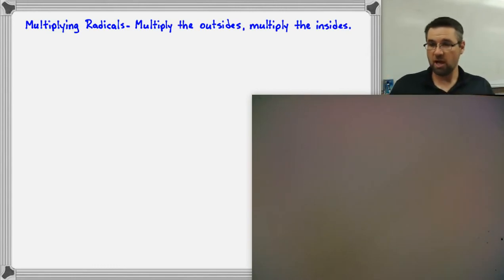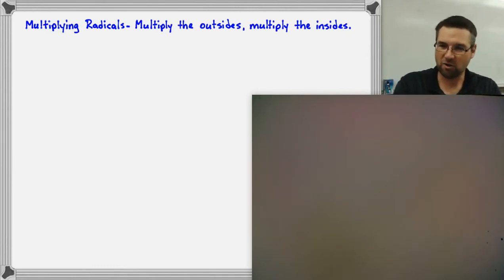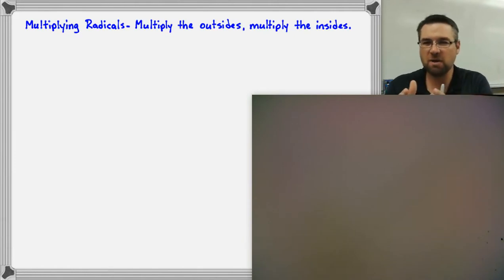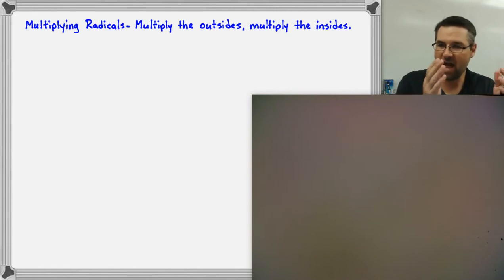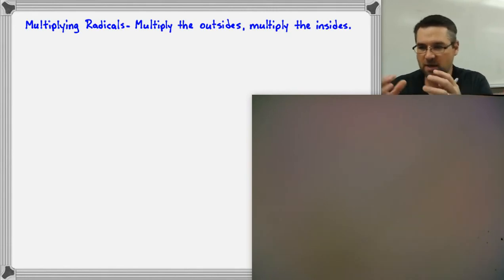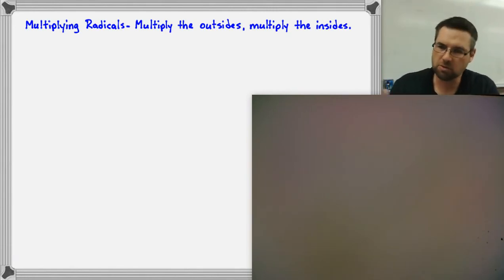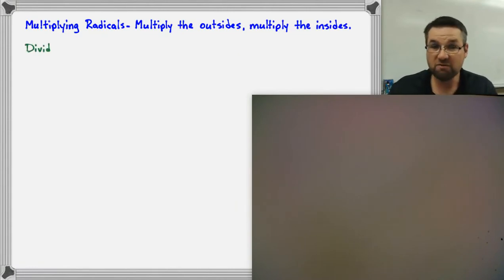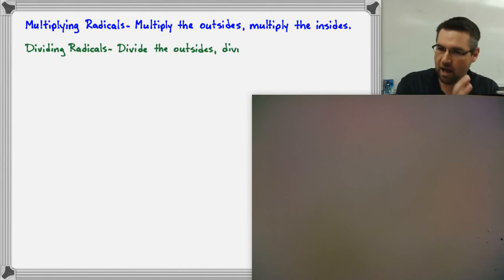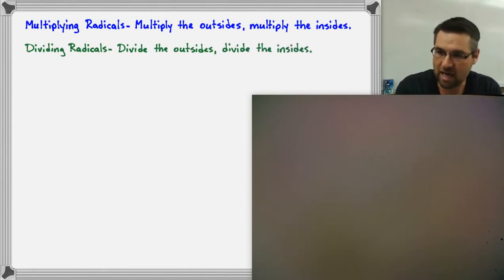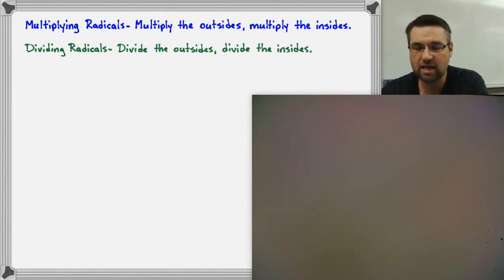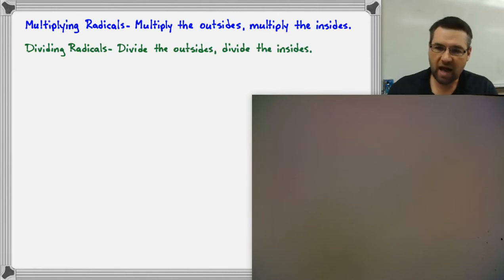When you're multiplying radicals together, you multiply the numbers that are outside the radical together, and then you multiply the numbers that are inside the radicals together, right? So you multiply the outsides with the outsides and the insides with the insides. That's how you multiply radicals. Well, when you're dividing radicals, you do the same thing. You divide the outside numbers, the numbers that are not inside radicals, and then you divide the inside numbers. Now, when we're dividing, oftentimes we're talking about fractions.